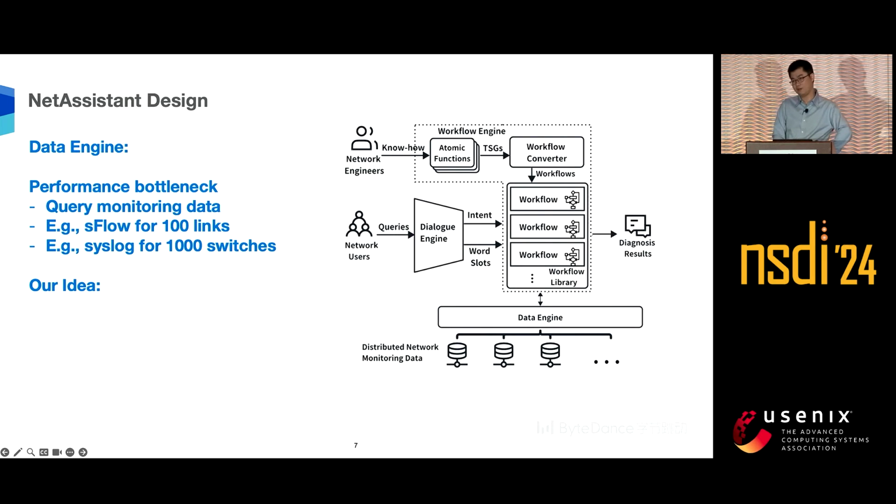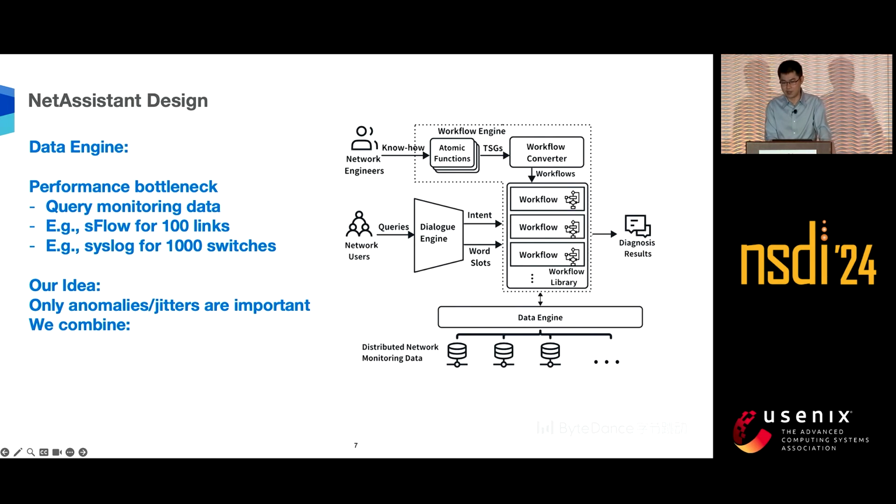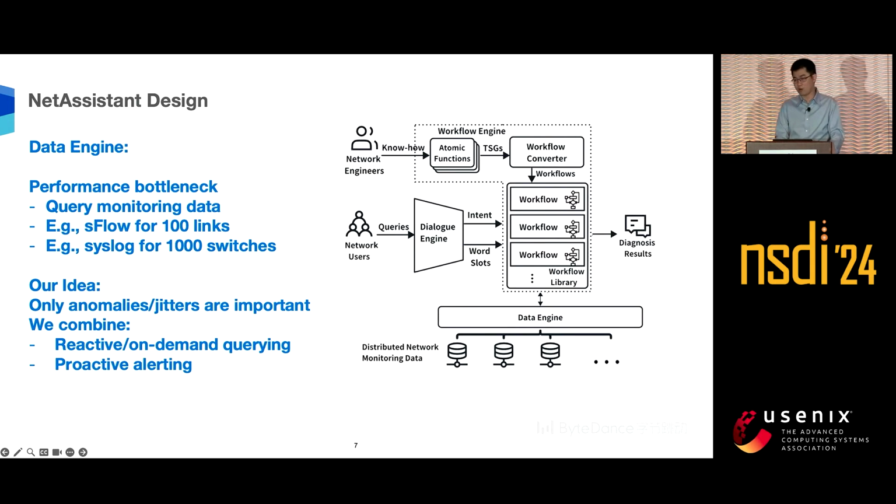We notice that for diagnosis purposes, normally only anomalies or jitters are important to us. For example, for the syslog, we only care about the exception or error logs. For other logs, maybe we can directly ignore them. That motivates us to achieve a trade-off between performance and timeliness. What does that mean? We combine reactive on-demand querying and proactive alerting together. Reactive or on-demand querying means we query data on demand for some low-volume data, for example the topology metadata, which we can retrieve within a few seconds.